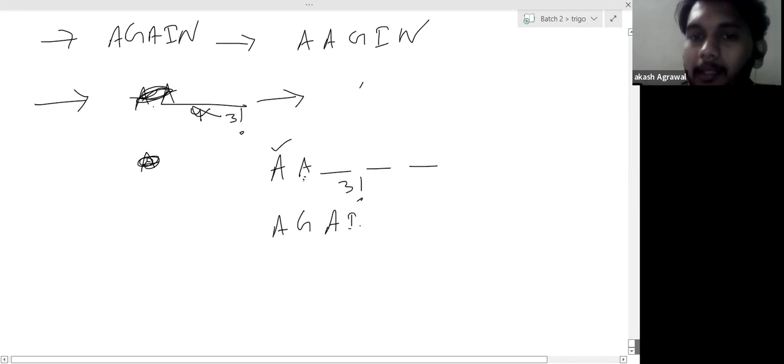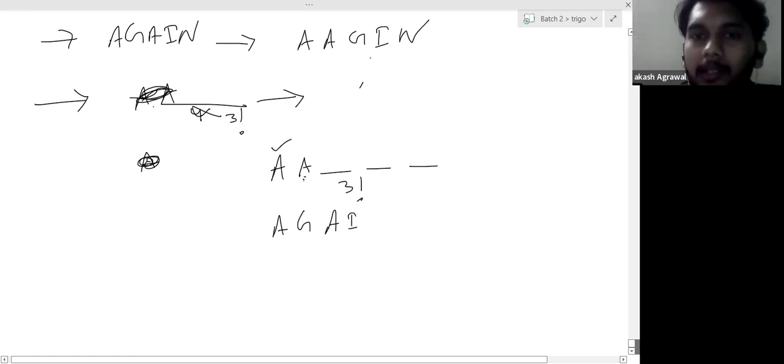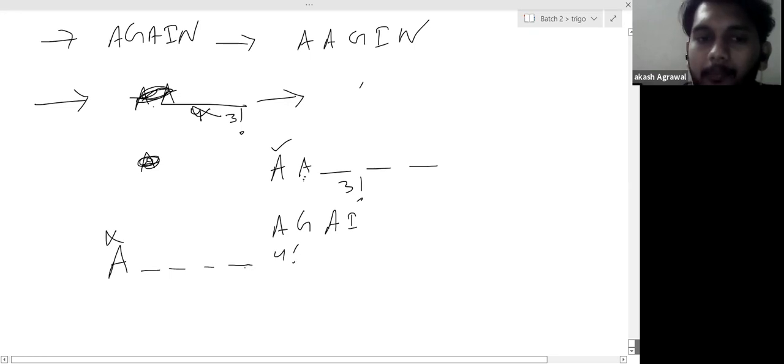Now will come I. 4 factorial, right? No. See, how many letters are there? 5 letters, right? So if I start with A, and if you don't want A in the first letter, then you will be writing how many words? 4 factorial. But we want this A, so this is done.